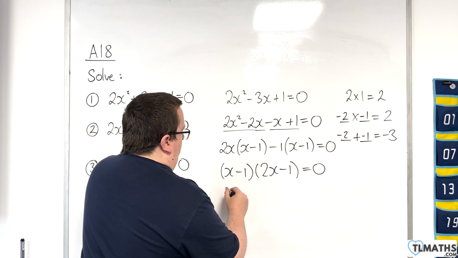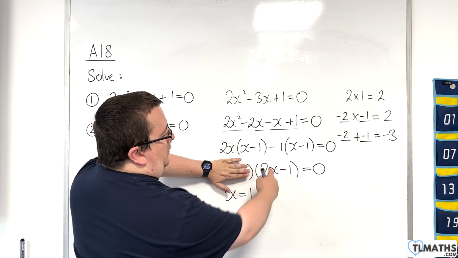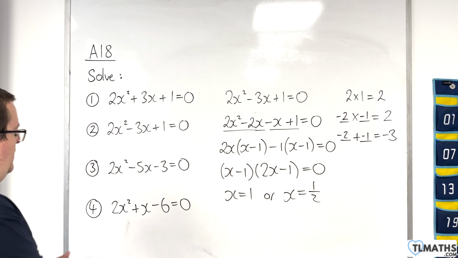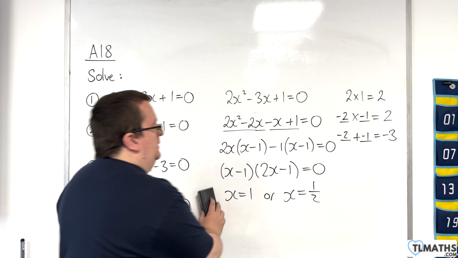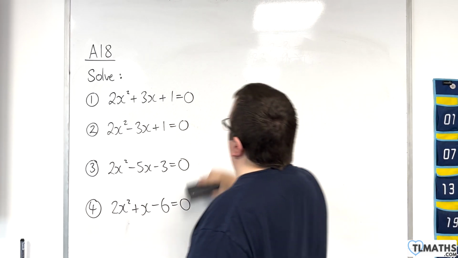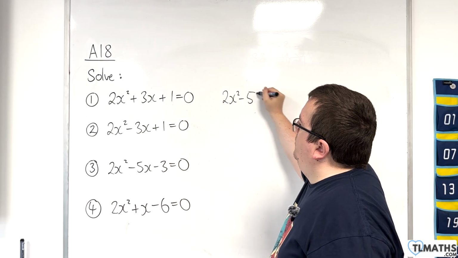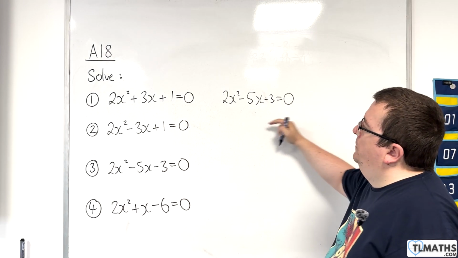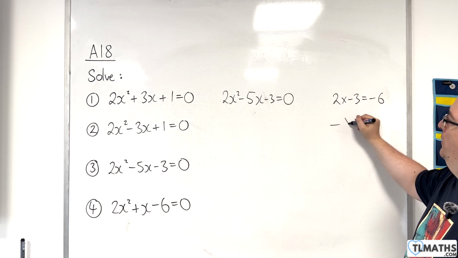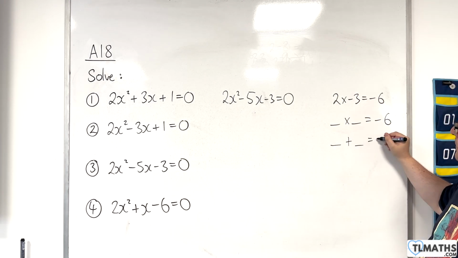So either this bracket is 0, in which case x is 1, or this bracket is 0, in which case add 1 to both sides, divide through by 2, x is equal to 1/2. And there are two solutions. Okay, so number 3, 2x squared take away 5x, take away 3 is equal to 0. First of all, 2 times minus 3 is minus 6. So we want two numbers that multiply together to make minus 6, but add together to make minus 5.